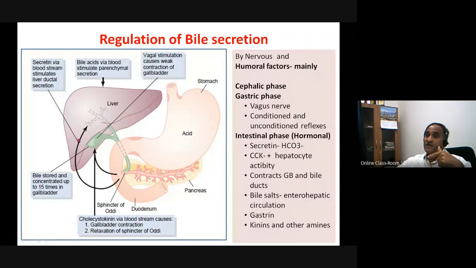Cholecystokinin contracts the gallbladder and opens up the sphincter. That means it evacuates or empties the gallbladder. So this emptying of the gallbladder takes place by the cholecystokinin. At the same time, it will stimulate the hepatocyte activity to secrete into the bile ducts.